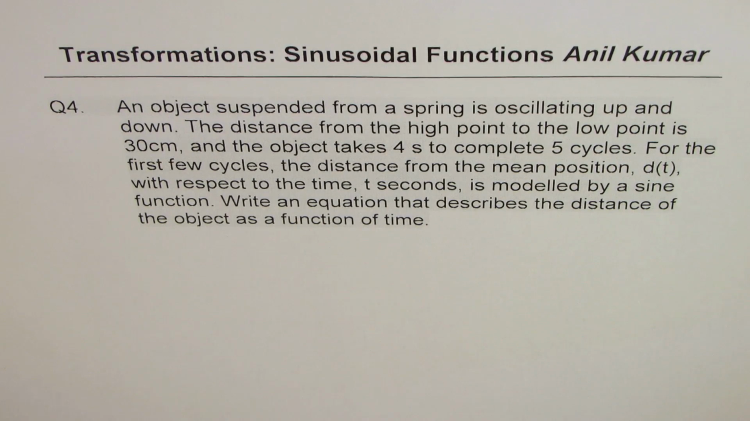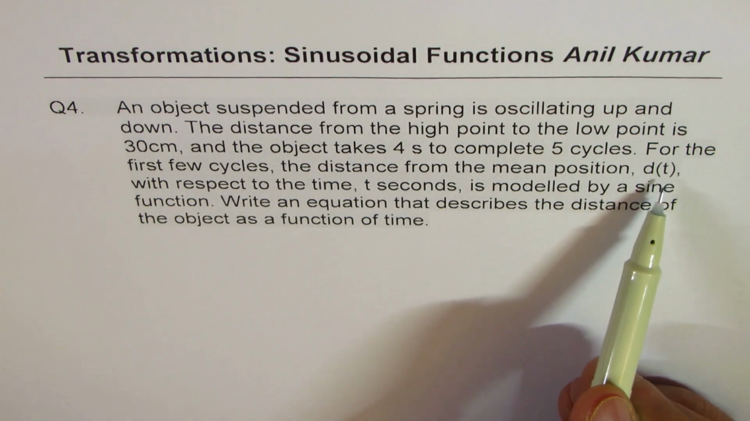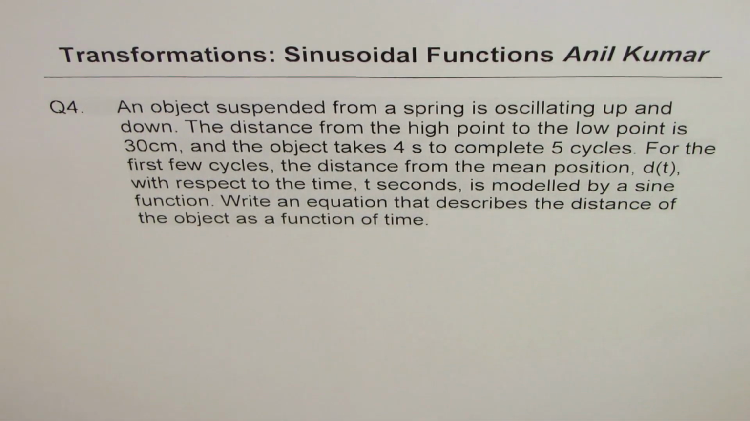An object suspended from a spring is oscillating up and down. The distance from the high point to the low point is 30 centimeters and the object takes 4 seconds to complete 5 cycles. For the first few cycles, the distance from the mean position d of t with respect to time t seconds is modeled by a sine function. Write an equation that describes the distance of the object as a function of time.